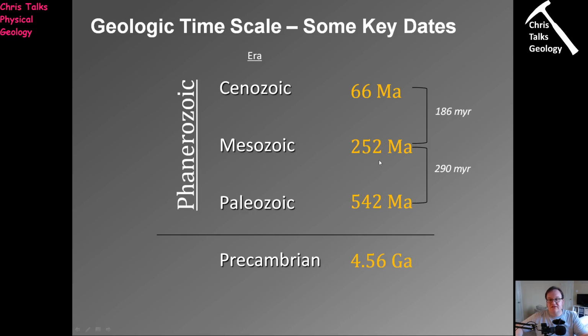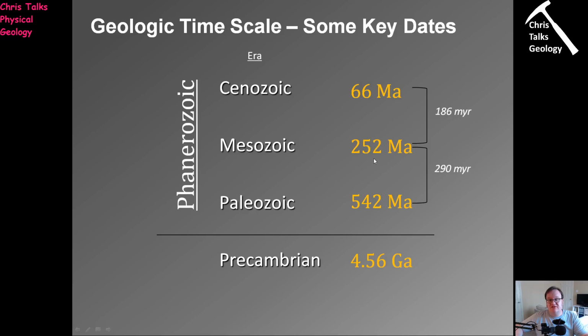So here we go. These are the important dates. So the Precambrian essentially starts 4.56 billion years ago, and it goes all the way through to the start of the Paleozoic. Now, I've been saying 541. Some information will give you the date as 542 million years. So there's a little bit of flexibility in numerical ages sometimes in geology.